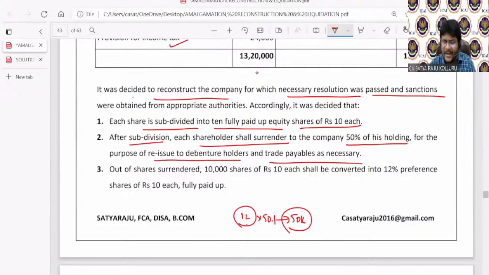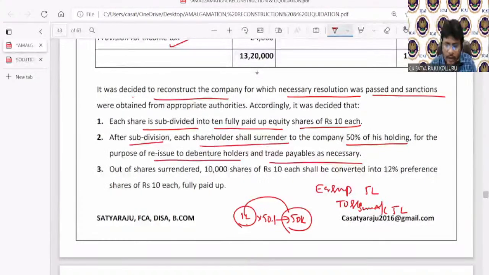At the time of shares surrendered by the shareholders to the company, the journal entry is: equity share capital account debit to share surrender account. How much? 50,000 into 10 rupees means 5 lakh.